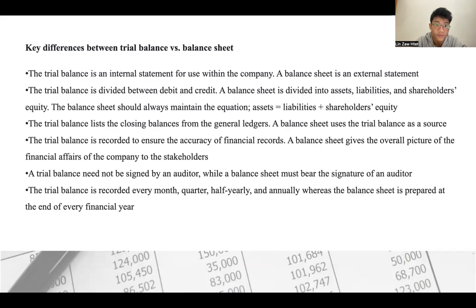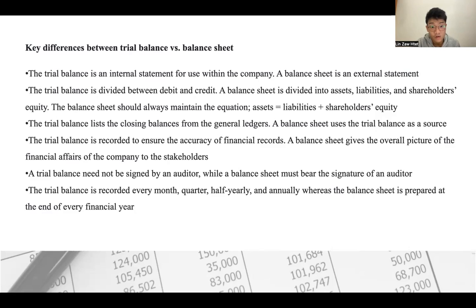These are the key differences between a trial balance and a balance sheet. A trial balance is an internal statement for use within the company, and a balance sheet is an external statement. The trial balance is divided into debit and credit, and the balance sheet is divided into assets, liabilities, and shareholder equity. The balance sheet always maintains the equation. The trial balance lists the closing balances from the general ledger, and the balance sheet uses the trial balance as a source. A trial balance is recorded to ensure the accuracy of financial records, and a balance sheet gives an overall picture of the financial position of the company to the stakeholders.